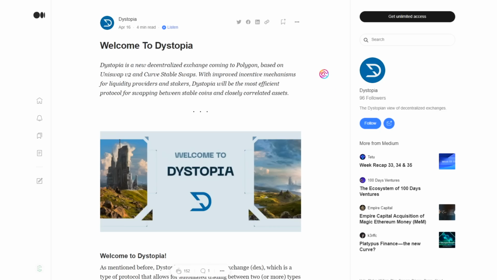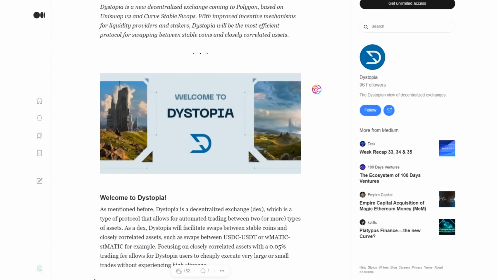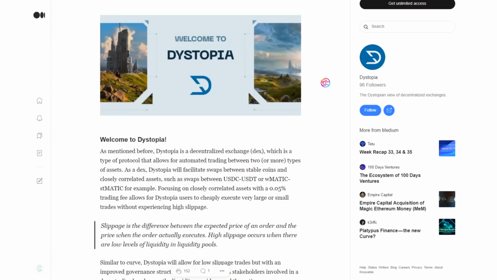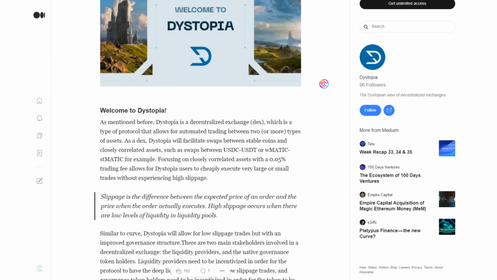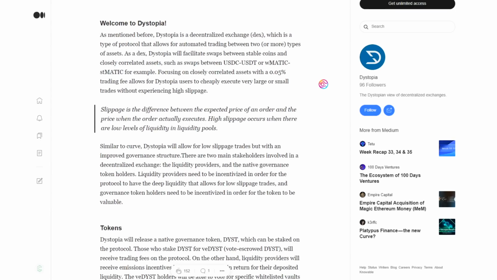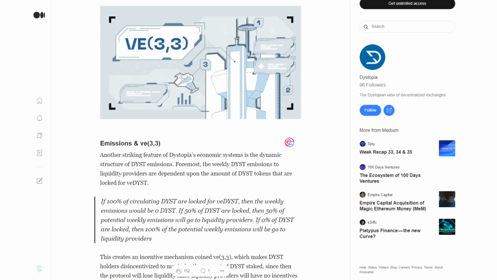You may be asking yourself, why not just use Curve? Well, Dystopia comes with several improvements. First, the trading fees are lower on Dystopia compared to Curve. Dystopia will also come with an improved user interface, making it easier for new investors to use, and has an improved emissions schedule compared to Curve, meaning better incentivized liquidity. In addition, Dystopia has already partnered with major stablecoins to kickstart and bring deep and incentivized liquidity to its platform.